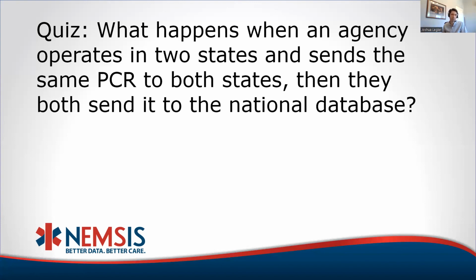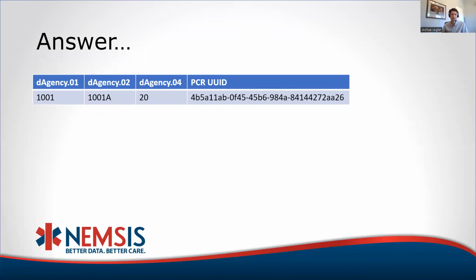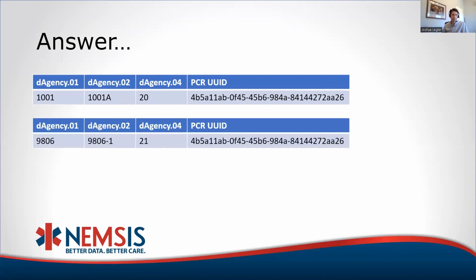Okay, since we're a little short on time, I'll show you the answer here. They send it to state number 1. And so the unique identifier for the PCR is this combination of the agency number and the state in which they operate, plus the PCR UUID. They send the same record to the second state. That agency probably has a different state ID in that second state. They probably have a separate license number in that second state, and definitely a different state ID, or a different state, right? So one's Missouri, the other's Kentucky, whatever it might be.